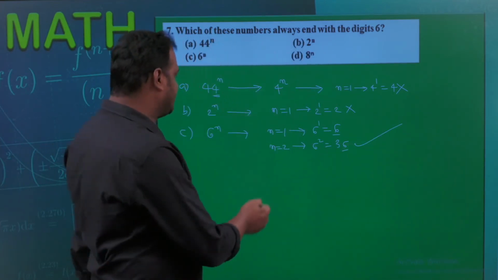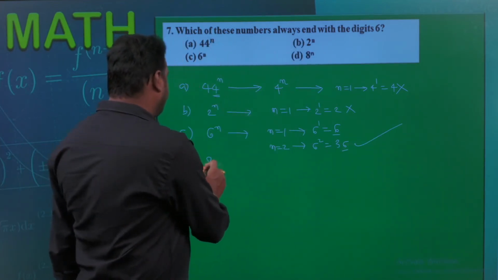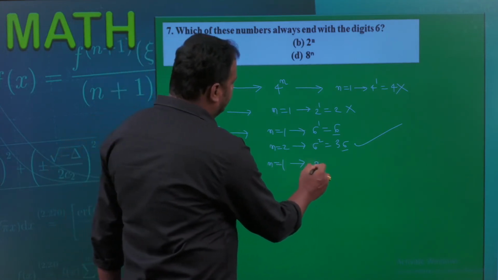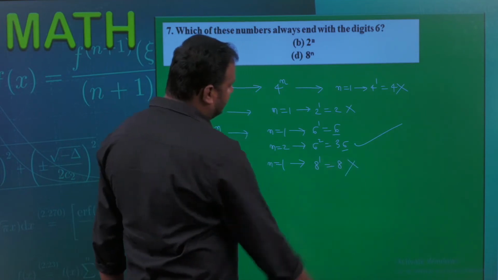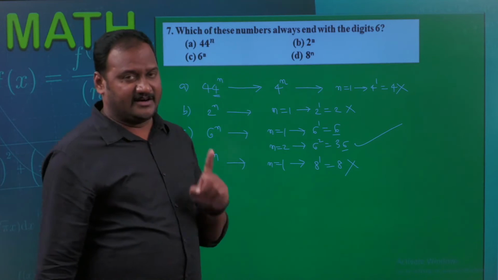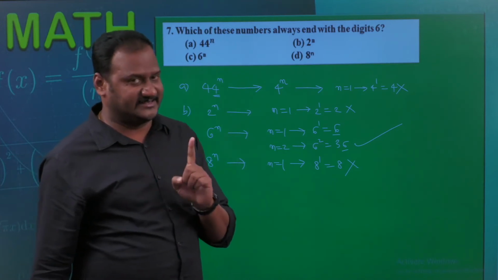Let us check one more number. What is that one more number? 8 to the power of n. So again, when n is equal to 1, it is going to be 8 power 1 is equal to 8, not ending with the digit 6. So 6 to the power of n always ends with the digit 6.